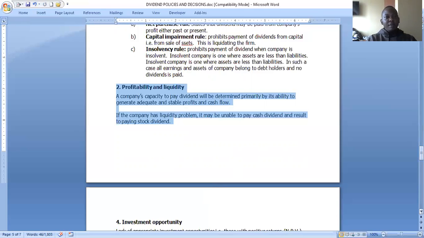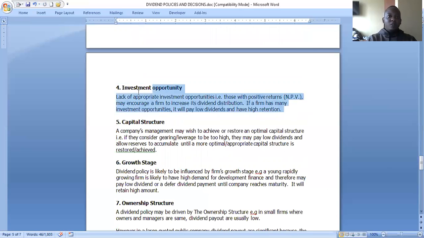And then the number four factor is the investment opportunity. For rational managers, if the business has an investment opportunity that it needs to take advantage of, they will not pay dividends.